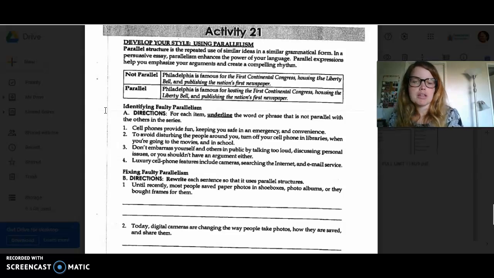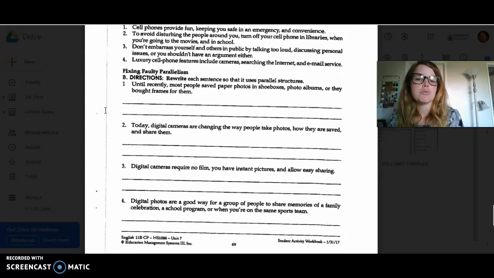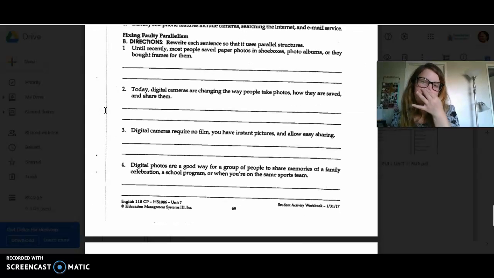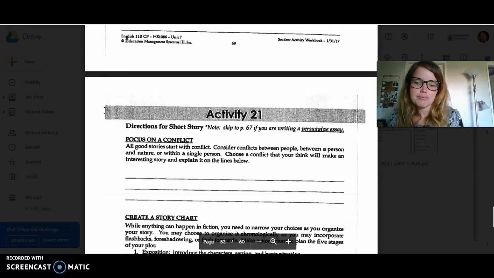Fixing faulty parallelism. So these ones you have to rewrite to make sure that they are parallel. So until recently, most people have saved paper photos in shoeboxes, photo albums, or they have bought frames for them. One word noun, shoeboxes, photo albums, one thing, right? Or they have bought frames for them. Or frames, right? There you go. Fixed it. Now you do the rest of them.